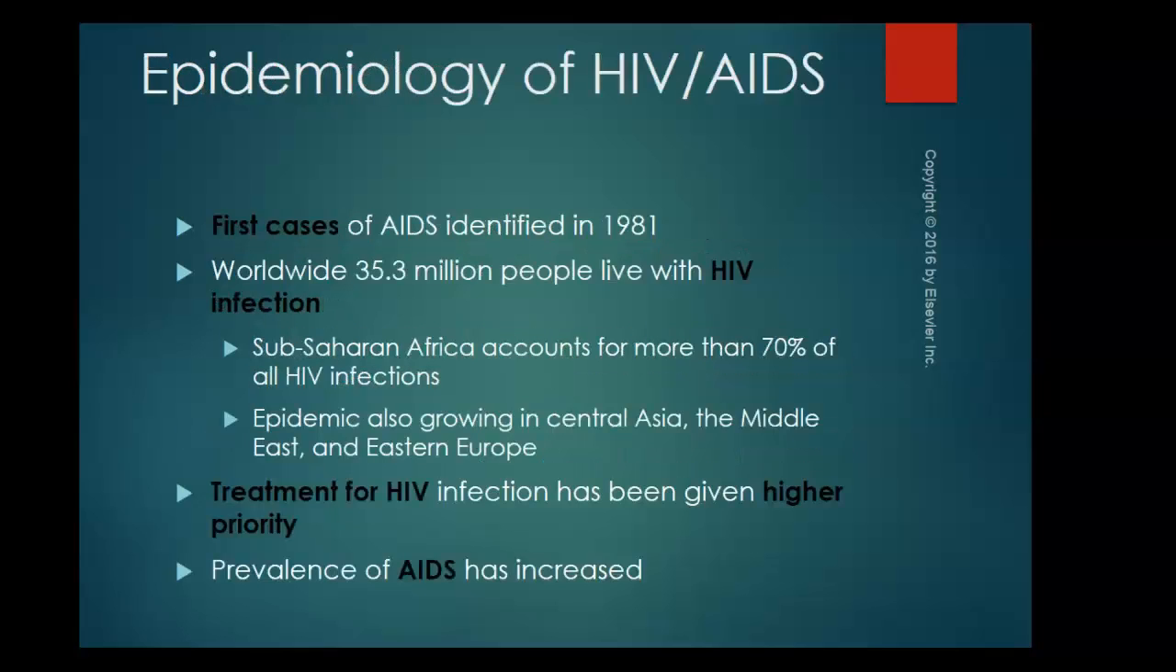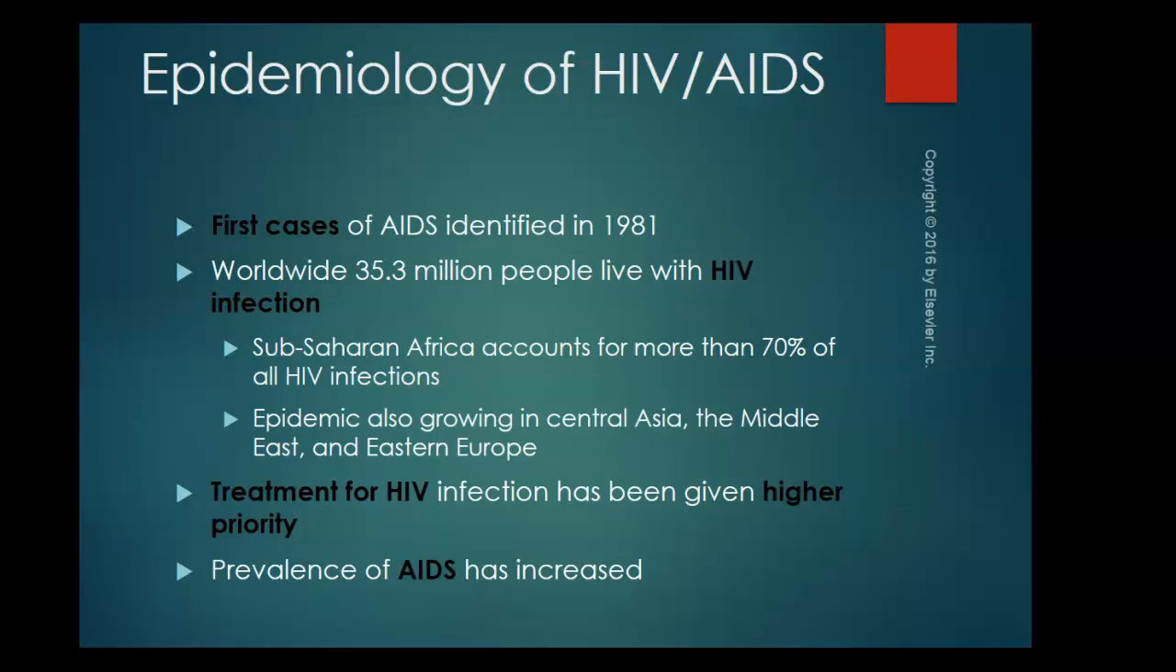From an epidemiology standpoint with HIV and AIDS, the first cases of AIDS were in 1981. Worldwide, we have 35.3 million people that are living with HIV infection right now, and 70% of those 35.3 million are in the sub-Saharan Africa area. The epidemic is also starting to grow to Central Asia, the Middle East, and Eastern Europe, which is why the treatment for HIV infection is such a high priority. We need to determine where this HIV is located and ensure that we're providing early treatment and early education so that it does not spread.